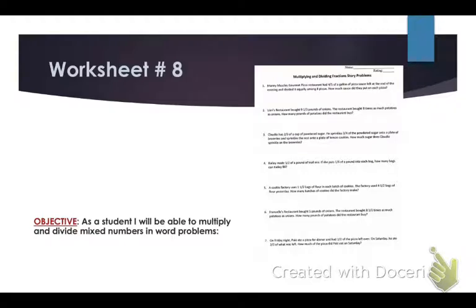Okay. Your objective for this video is, as a student, you should be able to multiply and divide mixed numbers in word problems. Some of these will be just fractions, some will be mixed numbers, but the reality is we want to be able to multiply and divide word problems and identify which operation you need to do. We're going to get started very quickly.